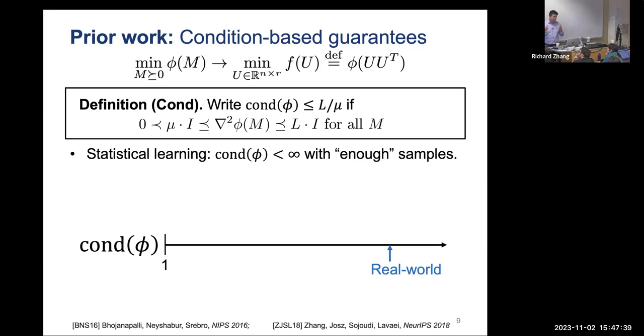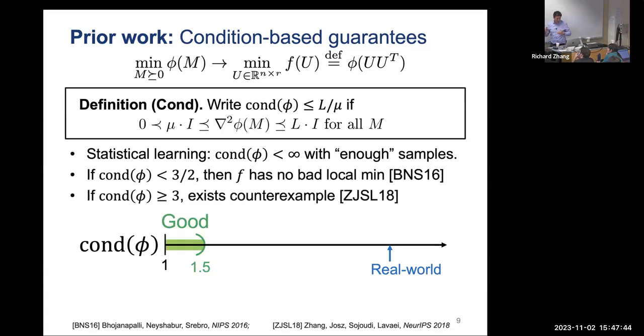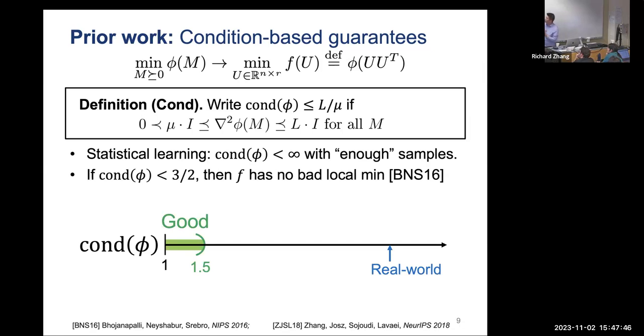And what this community showed is that if your condition number is small enough, right, so less than 1.5, then they guarantee this property. So it's not convex. I'm not claiming it's convex, but if you find me a point that has no gradient and positive curvature, then it's globally optimal.